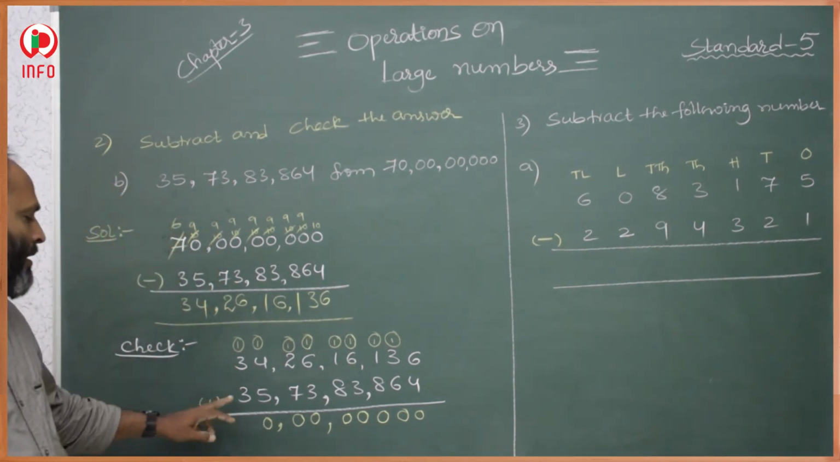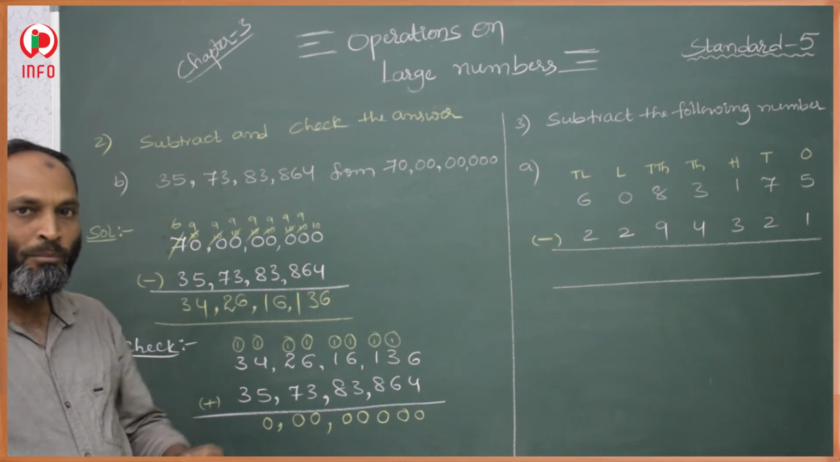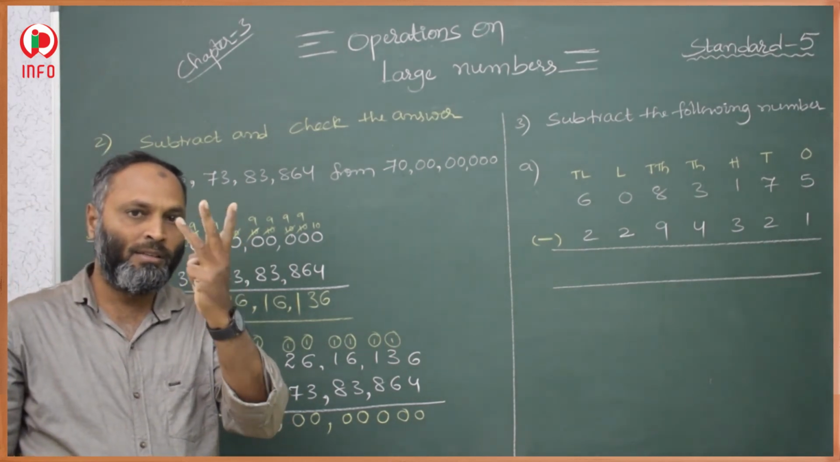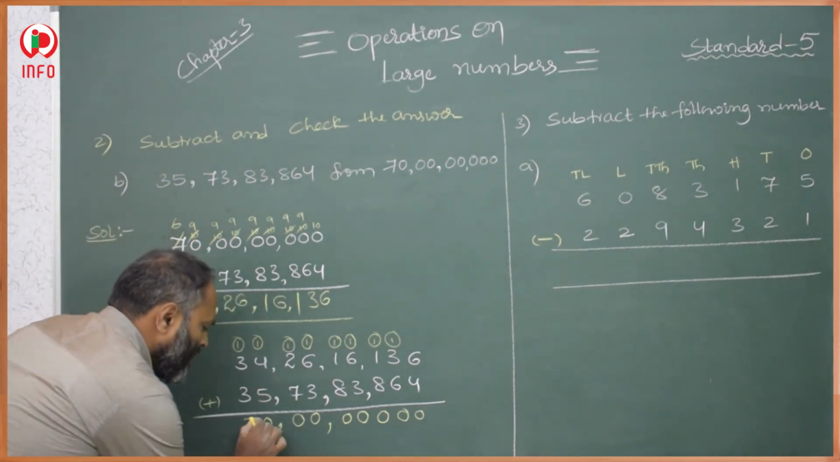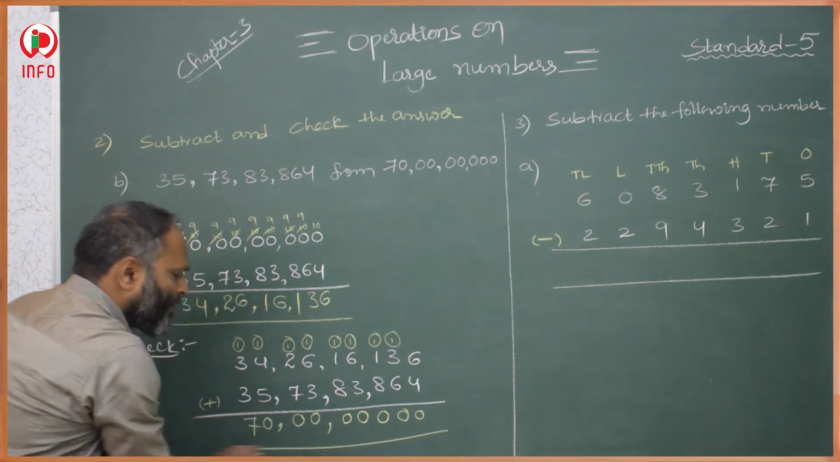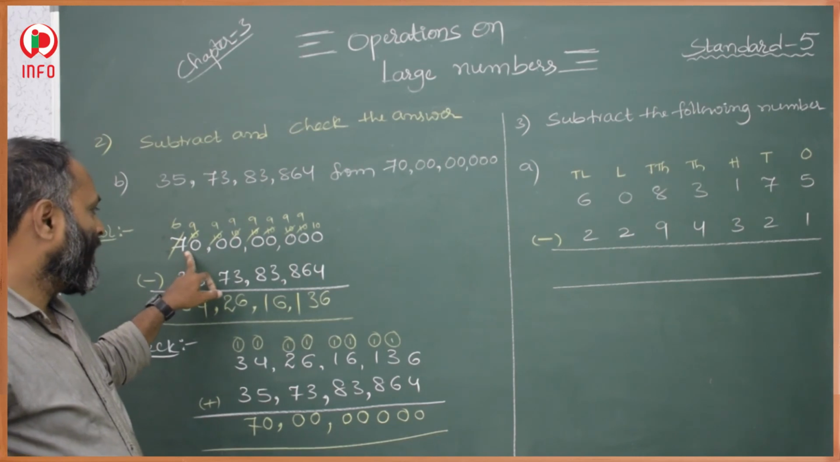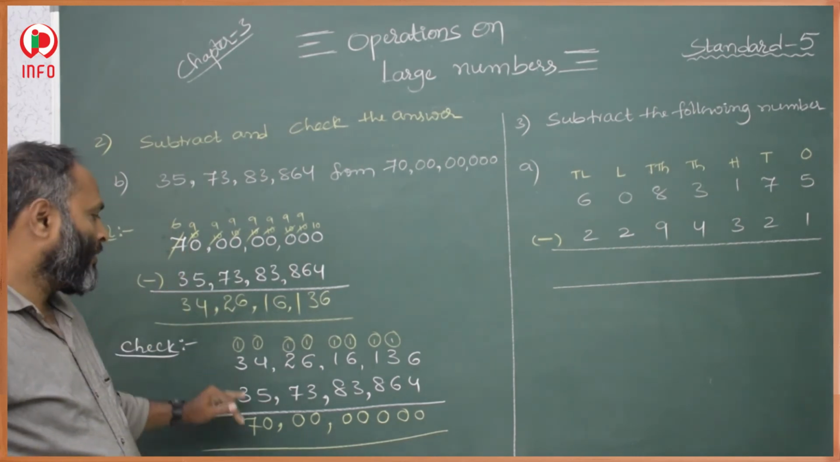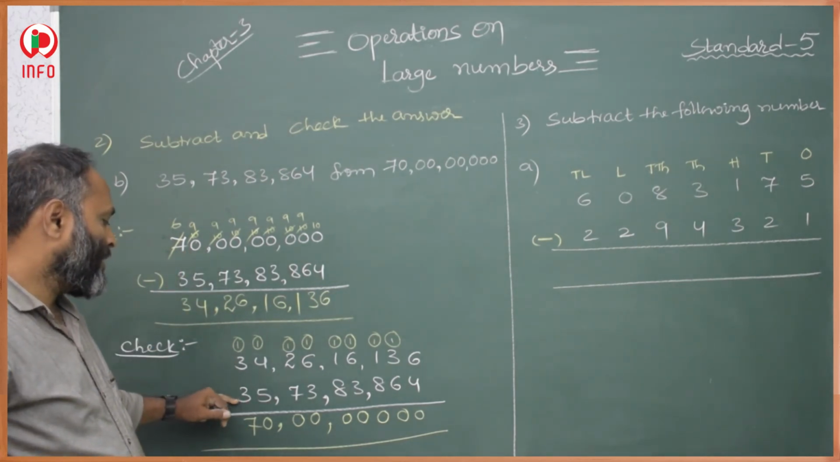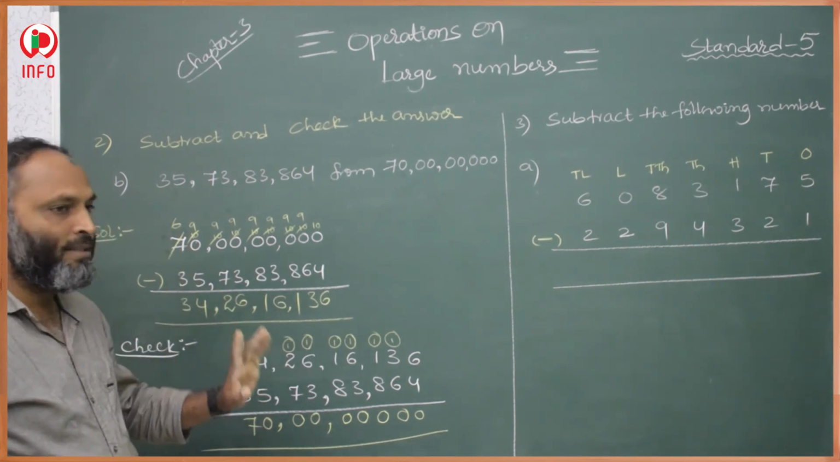And now 3 plus 1, 4. 4 plus 3: 4, 5, 6, 7. That is 70 crore. This is our minuend. We got the minuend. After adding the difference and subtrahend, we got the minuend. So our answer is correct.